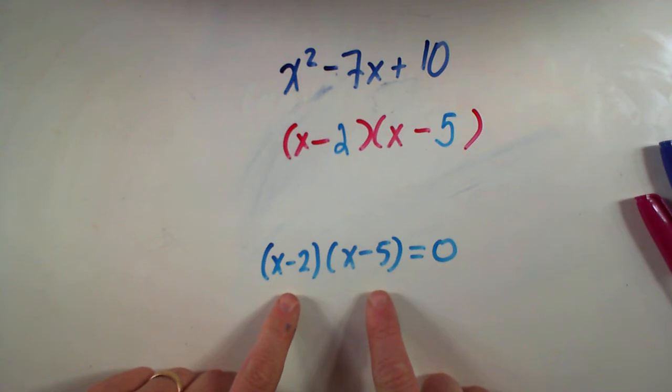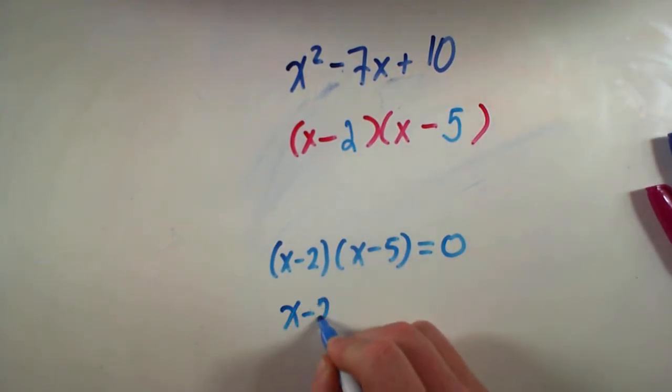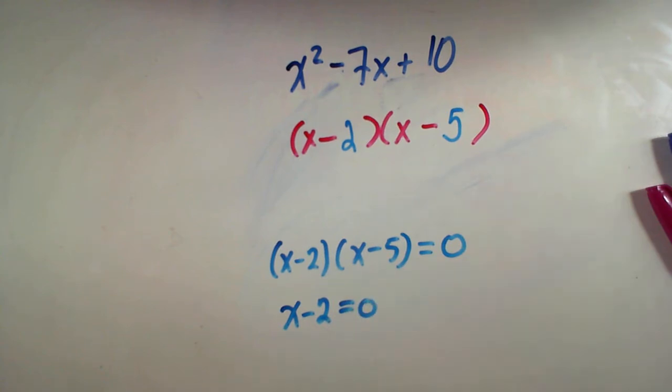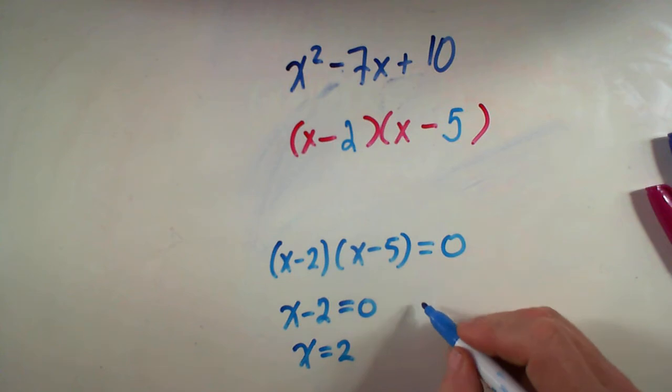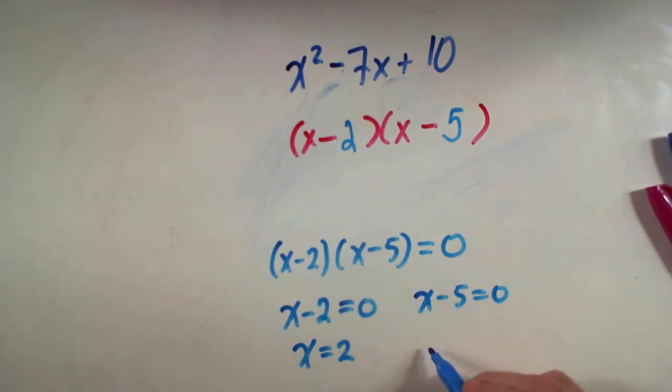So in order to find the answer, we can take x − 2 and set it equal to 0. That means x = 2. And we have x − 5 = 0, which gives us x = 5.